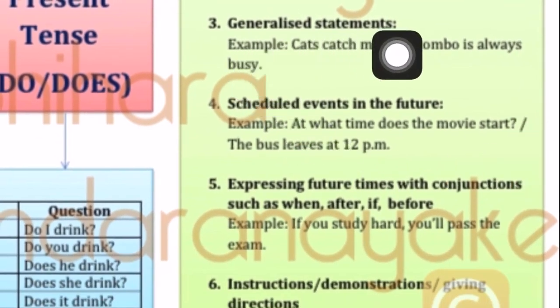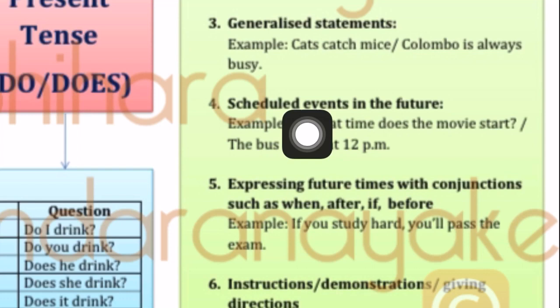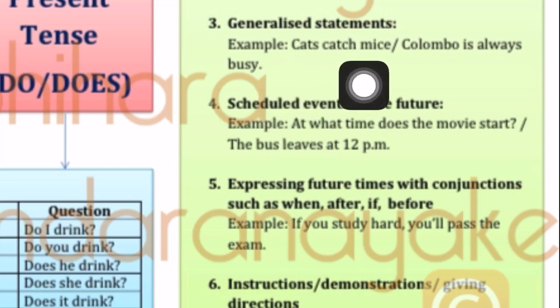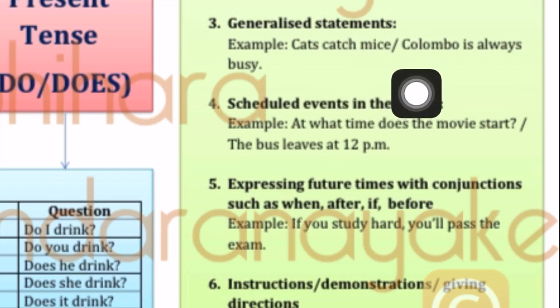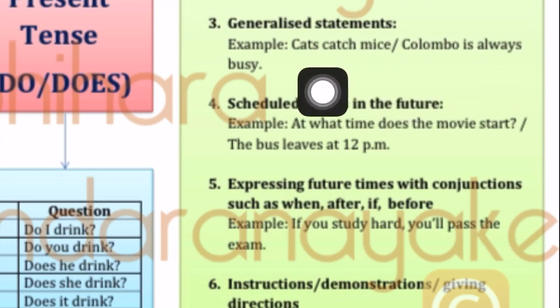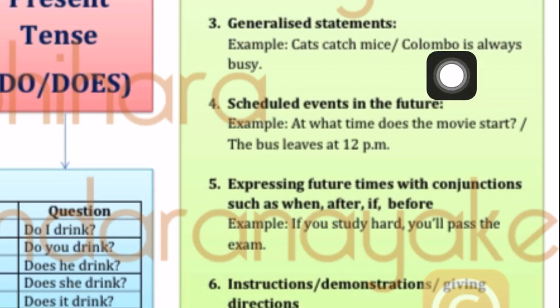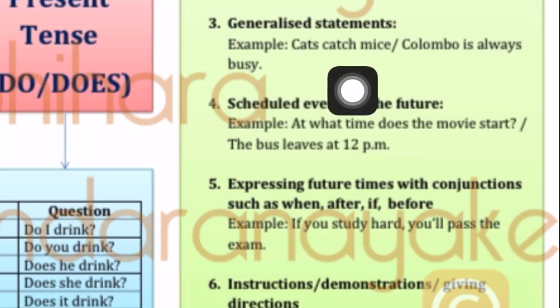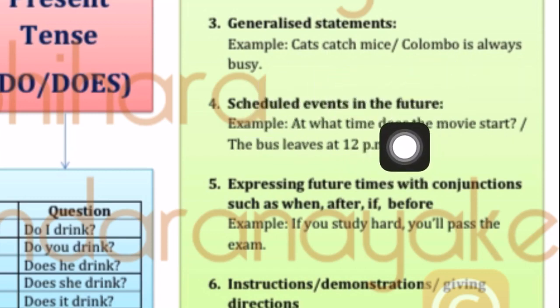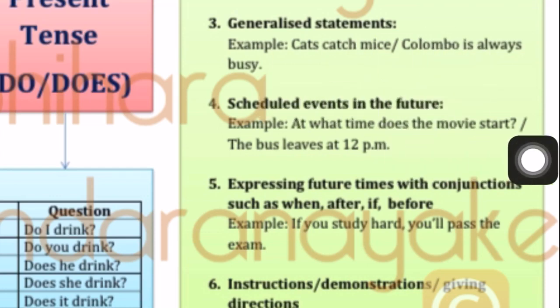Then generalized statements ඒ කියන්නේ අපි දන්න statements තියෙනවනේ හැමදාම ඇත්ත වෙන ඒවා නේද? ඒ කියන්නේ catch mice දැන් ඕක වෙනස් වෙන්නේ නැහැ නේ මේ ලෝකේ පවතින තුරාවටම ඕක තියෙනවා නේද? Colombo is always busy. Oh, ඉතින් ඒක හැමදාම එහෙමනේ නේද? So for that we can use the simple present tense.